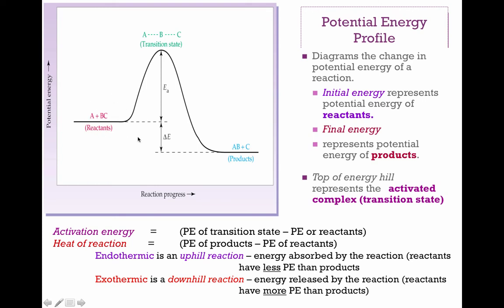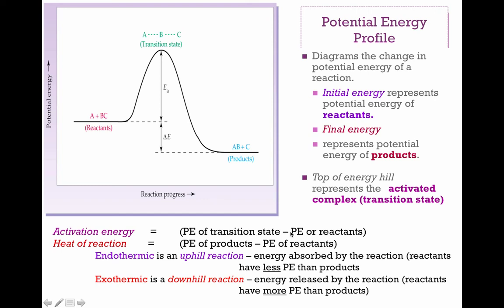So we're looking at what we call a potential energy diagram. The initial energy you see represents the potential energy of the reactants, right here. It's going to be a straight line. The final energy is the energy of the products. The activated complex, or the transition state, is up at the top. It's when everything's separated. And then remember, this is called activation energy. A catalyst would lower the hump.